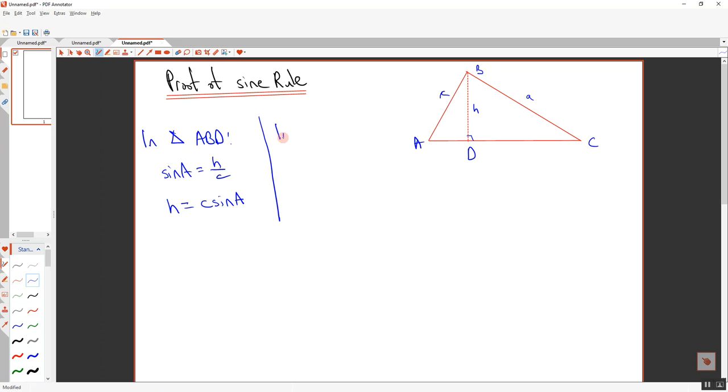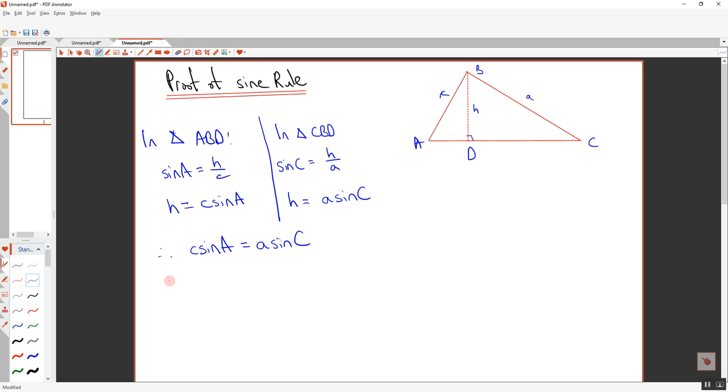By the same token, in triangle CBD, sine of C is equal to H over A, opposite over hypotenuse. So that tells us that H is equal to A times sine C. Right, so C sine A is equal to H, A sine C is equal to H, so both these things are equal to each other.